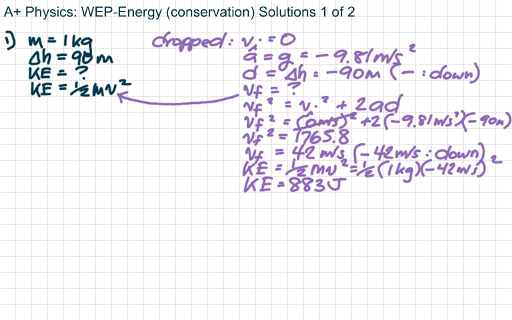We're solving for VF. VF squared is VI squared plus 2AD. VI is 0. The negative on acceleration and the negative on the displacement cancel each other. Don't forget to take the square root. We get a final velocity of 42 meters per second. Stick that into 1/2 mv squared, and we get a final kinetic energy of 883 joules.